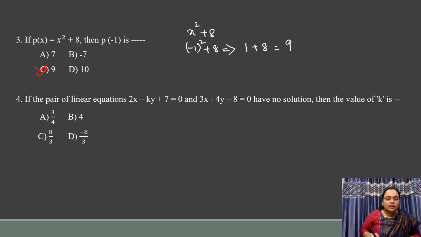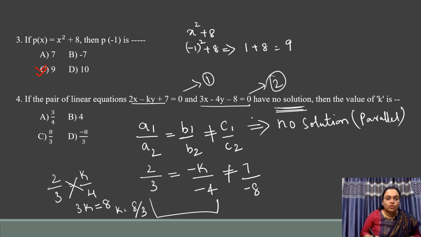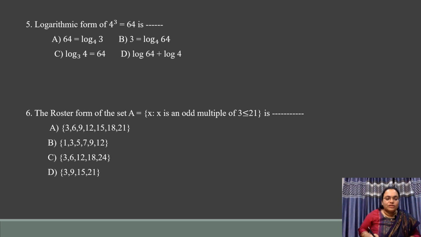The next one is, if the pair of linear equations have no solution, then we need to find the value of K. If the pair of linear equations has no solution, what is the condition for that? a1 by a2 is equal to b1 by b2 is not equal to c1 by c2. So K is equal to 8 by 3, which is C bit. So the next question is logarithmic form of 4 cube is equal to 64, which is B bit.